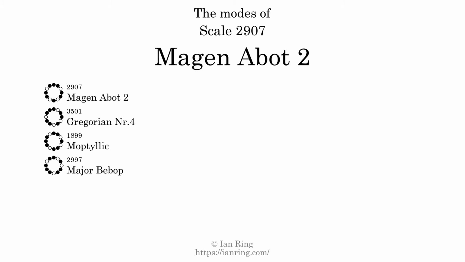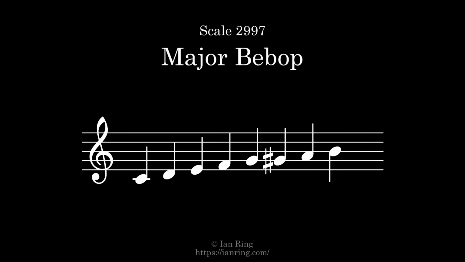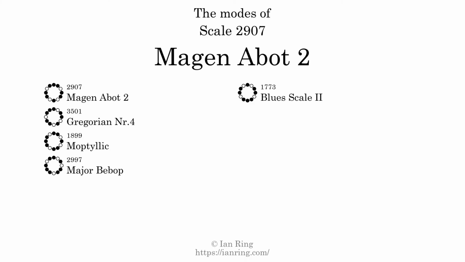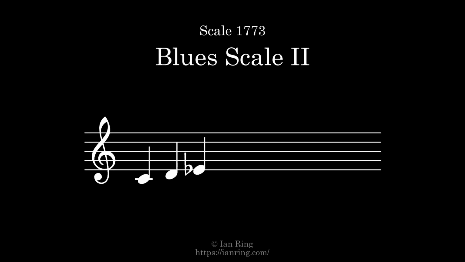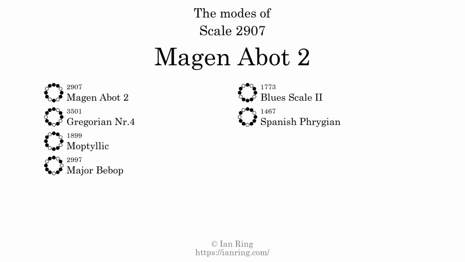The fourth mode is scale 2997. Also known as major bebop. It sounds like this. The fifth mode is scale 1773, also known as blues scale 2. It sounds like this. The sixth mode is scale 1467. Also known as Spanish Phrygian. It sounds like this.